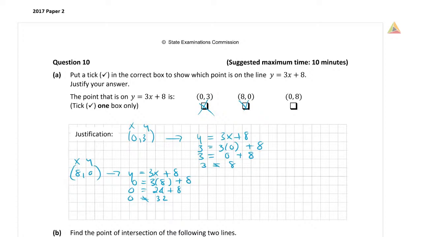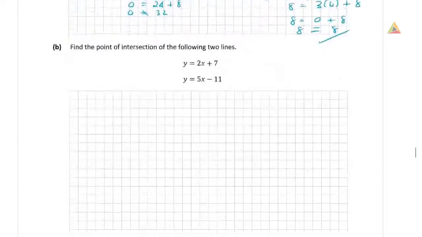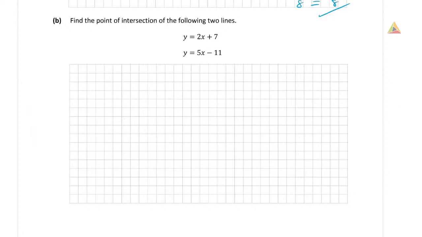Let's test 0, 8. So 0, 8, and that's x and y. So we're plugging it into y is equal to 3x plus 8. So 8 is equal to 3 by 0 plus 8. So 8 is equal to 0 plus 8. So 8 does equal 8. So it's this one. So you just need to test them all to see which one works.